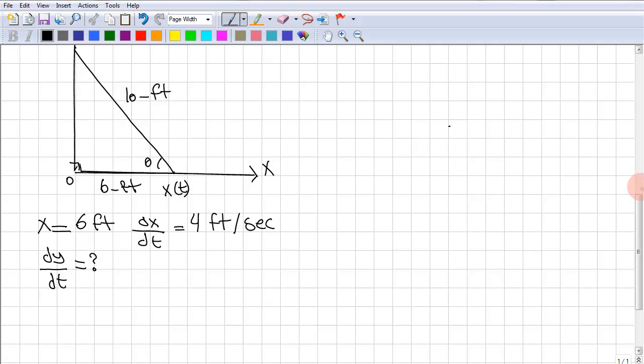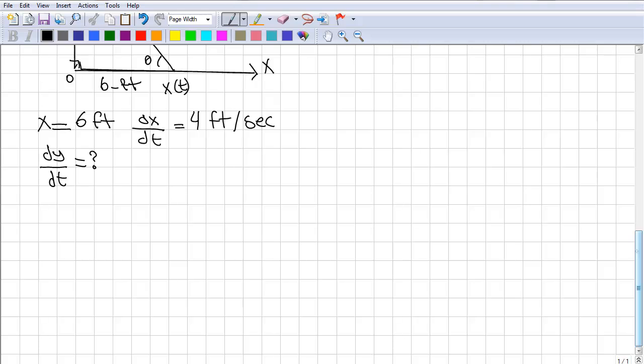Okay, so in order to find the derivative of y with respect to t, we have to take the derivative of x with respect to t and multiply it by the derivative of y with respect to x.